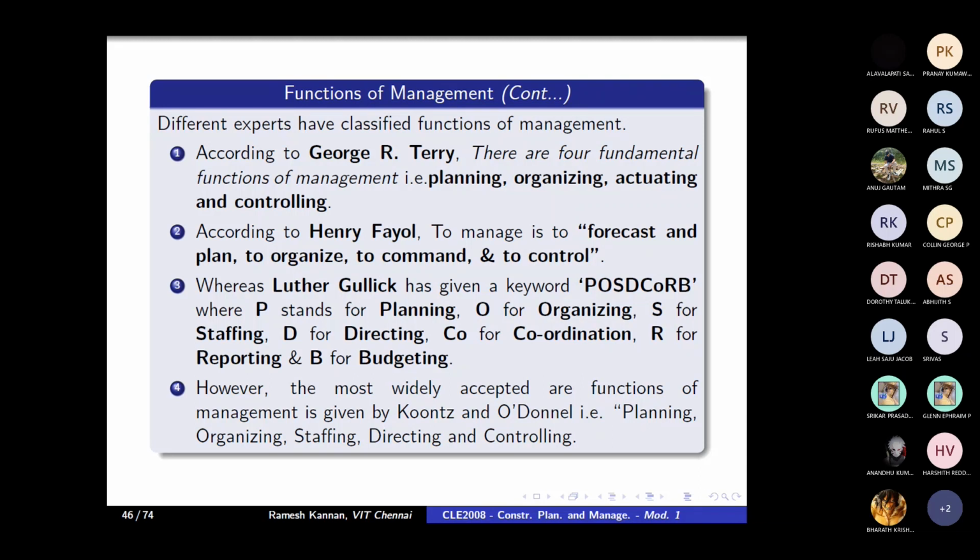It's the modern management, but it was not done solely by Koontz and O'Donnell, because you can see from George Terry, Henri Fayol, and Luther Gulick that they defined planning, organizing, staffing, directing, and controlling. But Koontz and O'Donnell specified a lot of things and finally came to the five functions of management: planning, organizing, staffing, directing, and controlling.